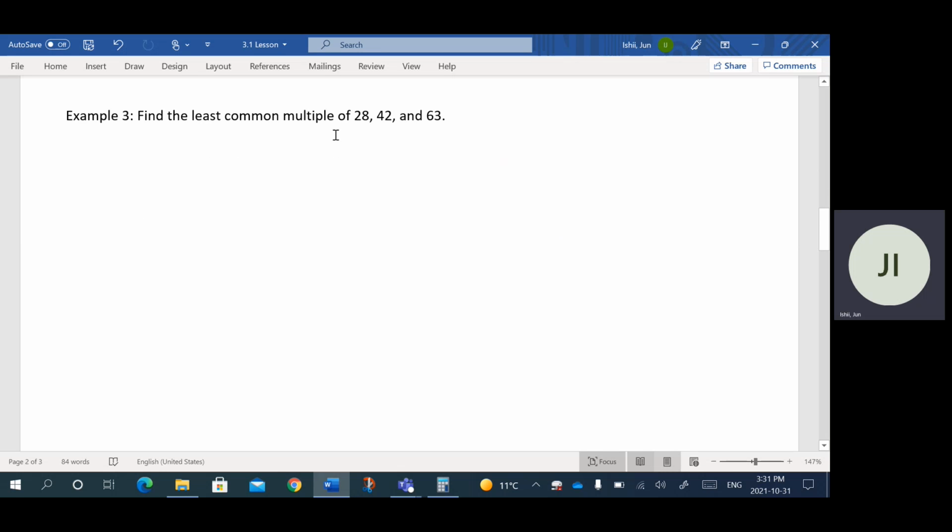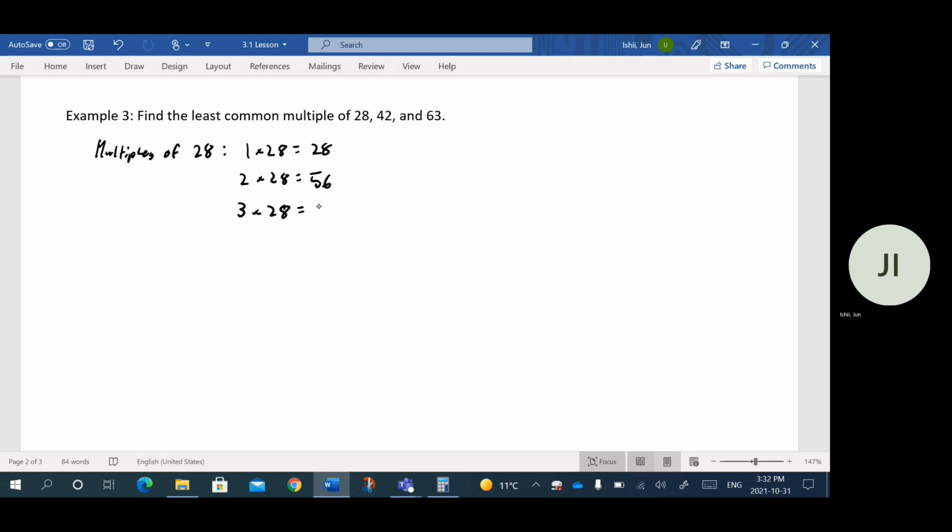Now we're going to find the least common multiple of 28, 42, and 63. Let me explain multiples. Start with 28, the first number. The first multiple is 1 times 28, which is obviously itself, 28. Then 2 times 28 is 56. 3 times 28 is equal to 84, and so on.